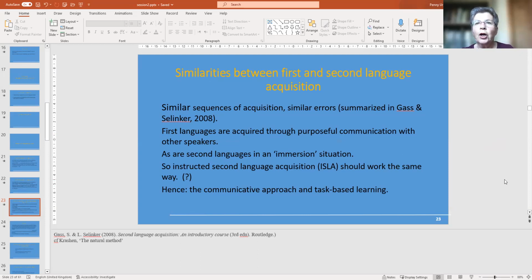And there are similar errors also, and the argument is that if first languages are acquired through purposeful communication, then so are second languages in an immersion situation, like for immigrants, for example. So an instructed second language lesson should work the same way. And I've put my own question mark there because I'm not quite sure whether the logic is watertight, but hence the communicative approach and task-based learning.